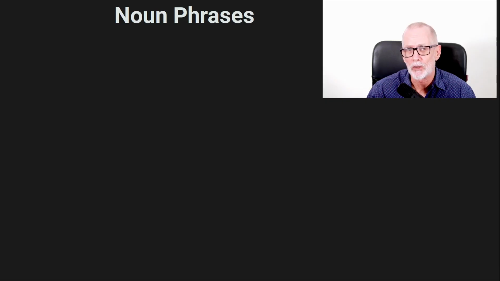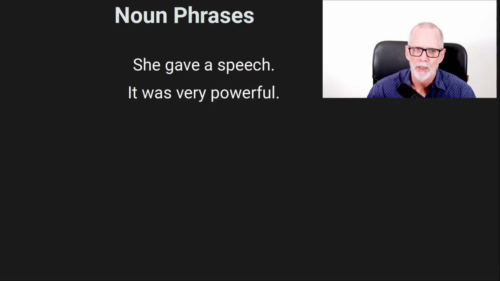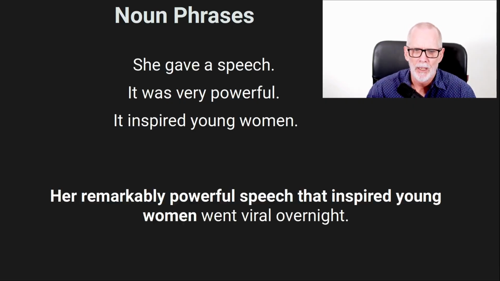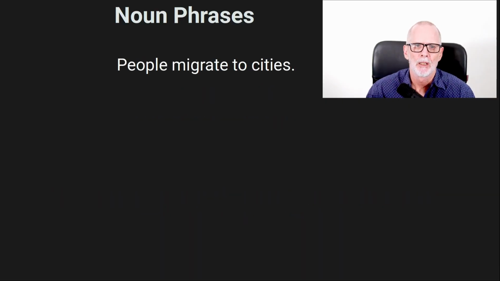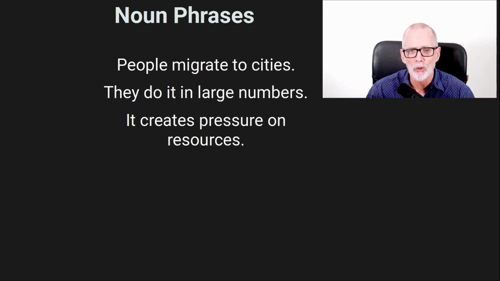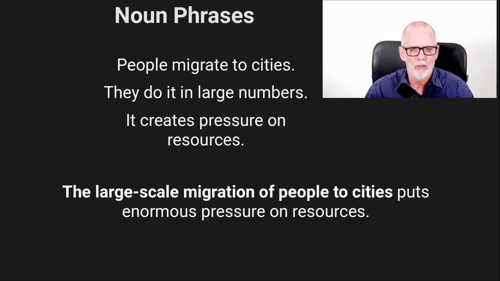Let's look at a few more examples. She gave a speech. It was very powerful. It inspired young women. Her remarkably powerful speech that inspired young women went viral overnight. People migrate to cities. They do it in large numbers. It creates pressure on resources. Think about how you could compress these into a noun phrase. And I'll give you the answer now. The large-scale migration of people to cities puts enormous pressure on resources.